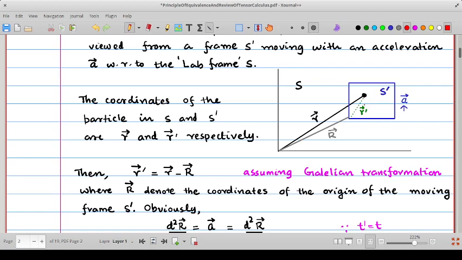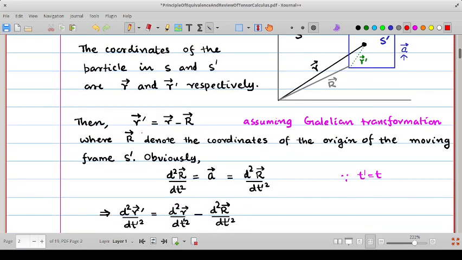Now this is pre-relativistic physics, and the transformation between frames of reference is given by the Galilean transformations, and we can immediately see from this construction that r dash is related to small r and capital R via this vector equation: r dash is equal to r minus R, from the triangle law of addition of vectors. So that is this equation.